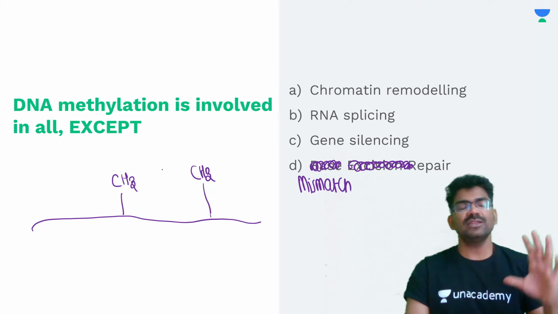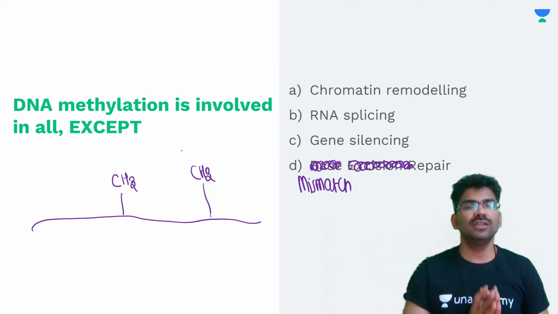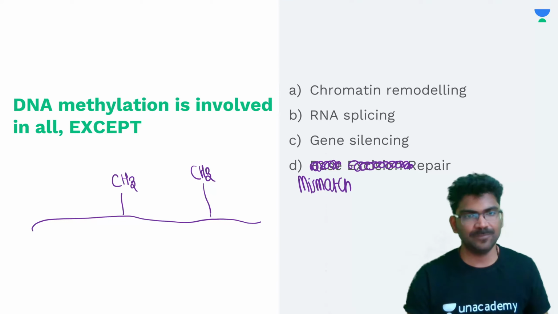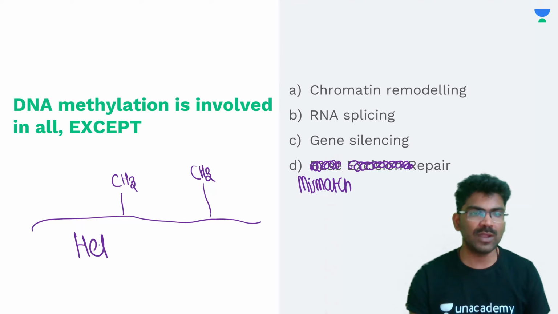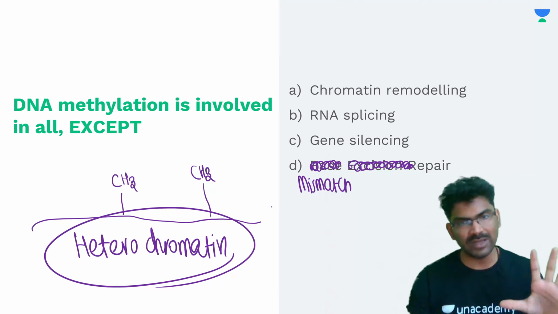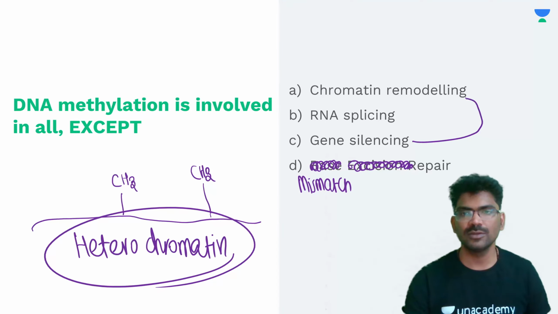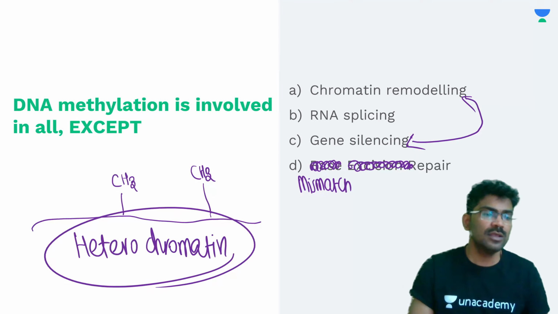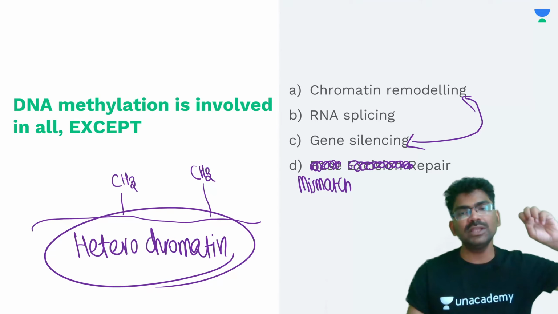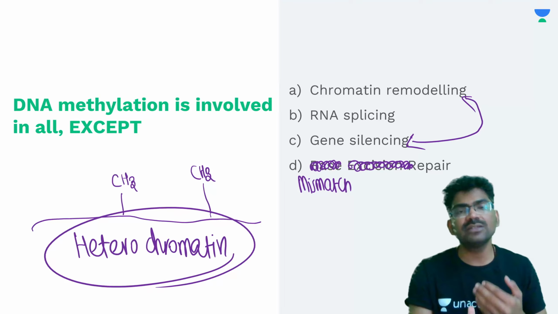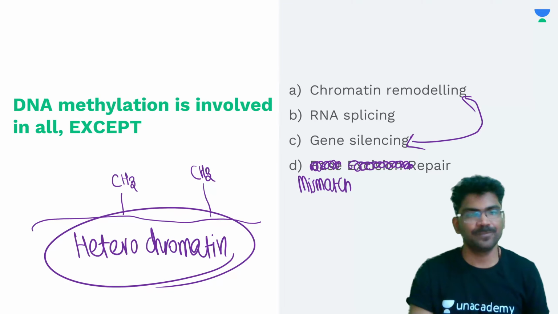Methylation will convert the genome into a heterochromatin state, so it favors heterochromatin. That means it's going to silence the gene. It's also going to help in remodeling the chromatin. So both gene silencing as well as chromatin remodeling. Chromatin remodeling means the histone proteins are moved in such a way that the DNA is not accessible to the replication and transcription machinery.